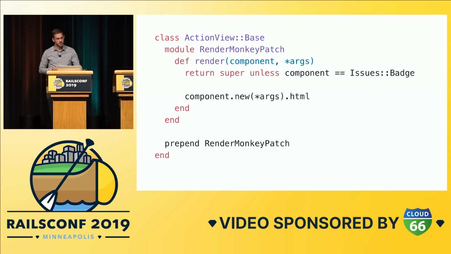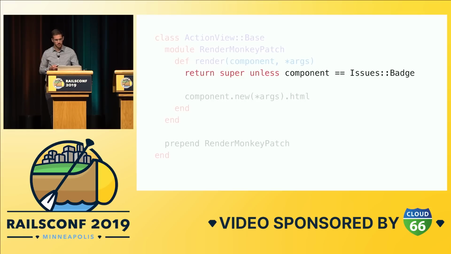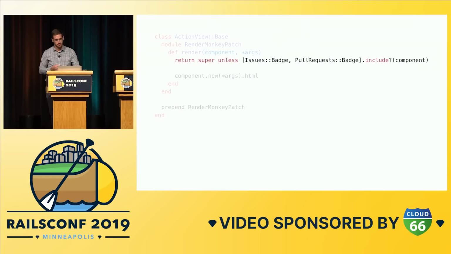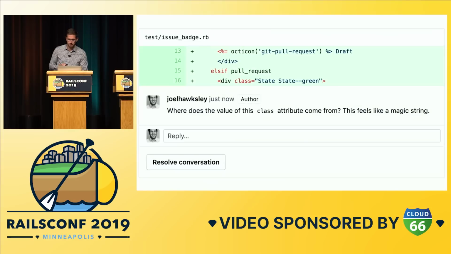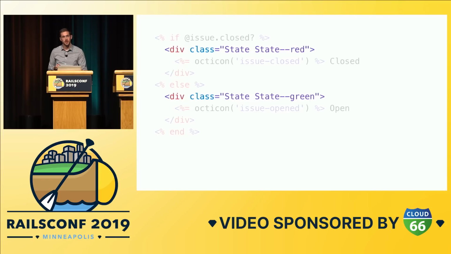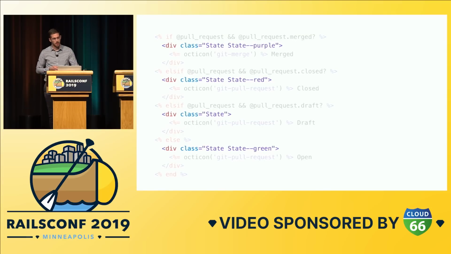So back at our monkey patch, we're going to need to do a couple things. We're going to need to update our conditional to look for both components. But let's check on our tests. They're still green. So let's go back to our code review. Remember that comment about magic strings? Both our issue badge and our pull request badge are rendering that same state UI element from our design system. So why don't we make that a component?